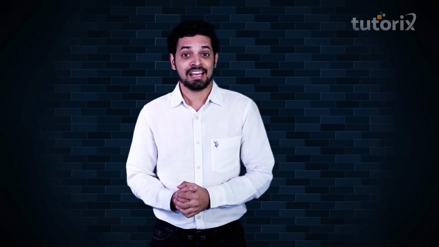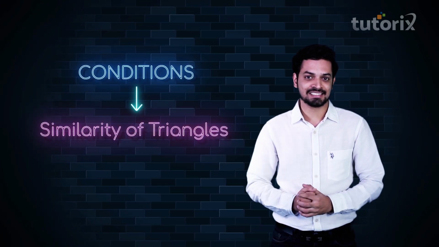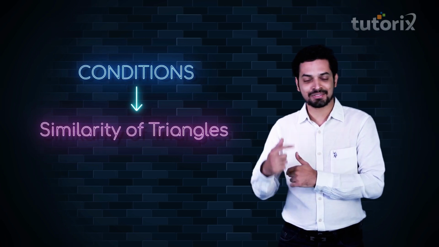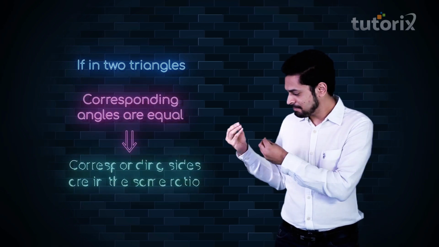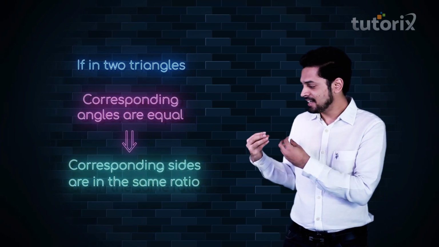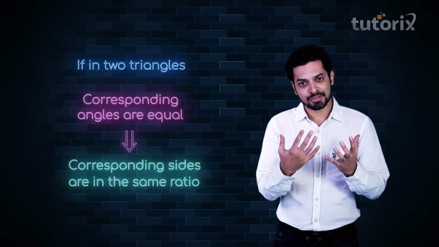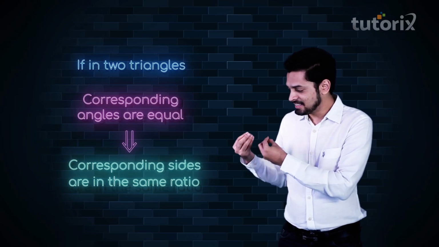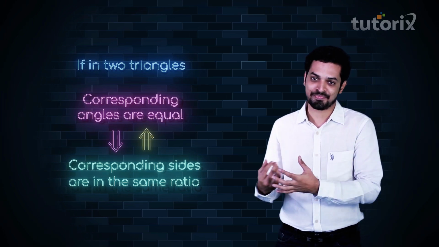Hello friends. When we were trying to codify some conditions for similarities in triangles, we said something very unique to triangles, right? That is, if in two triangles, corresponding angles are equal, then it implies that the corresponding sides are in the same ratio or proportion. And also its converse, that is, if in two triangles, corresponding sides are in the same ratio, then it implies that their corresponding angles are equal.